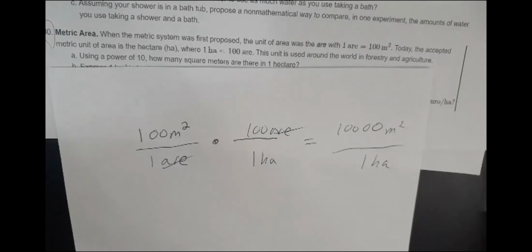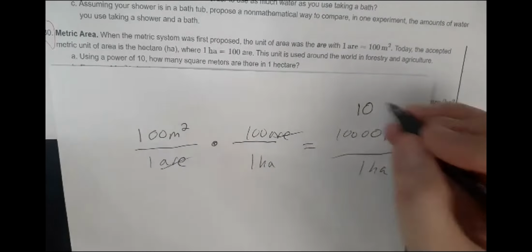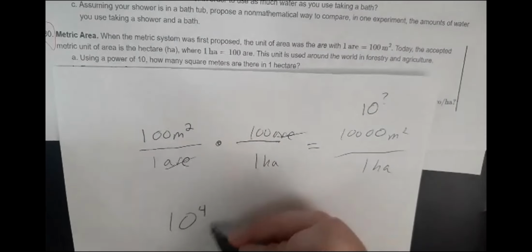No, I haven't really done what they asked. I got this number, but I really need to put this number as a 10 to the something power. So how do I put that as a 10 to the something power? 10 to the what power? Fourth. All you do is count the zeros, basically. 10 to the 4th.